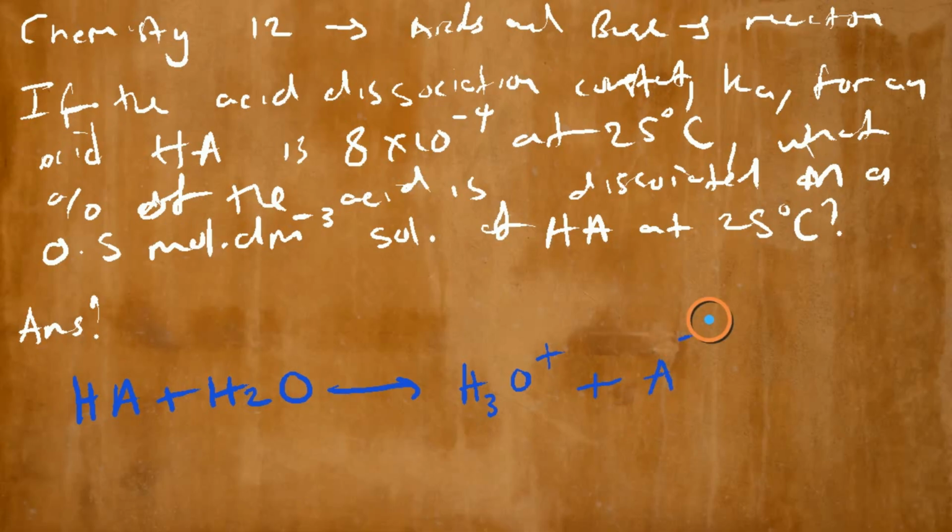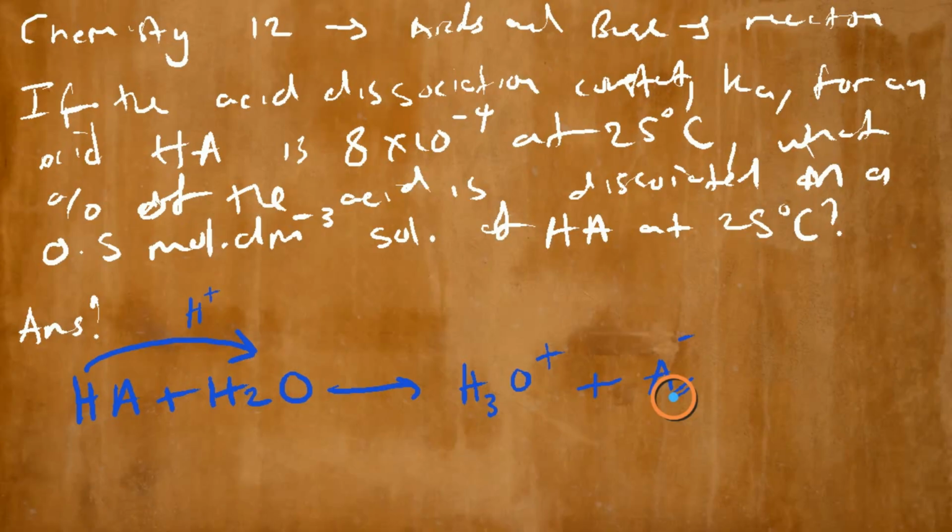And how does this even happen? By definition, an acid ionizes with water, but also an acid is a proton donor. So it gives off a proton. This hydrogen will be given off and be absorbed by the water. So it gives off an H plus, and therefore we are left here with only an A negative, which we see in the results on this side.